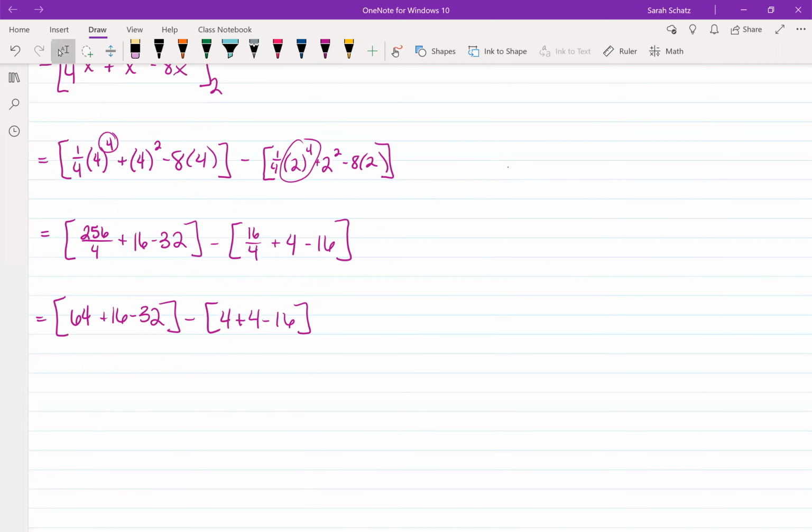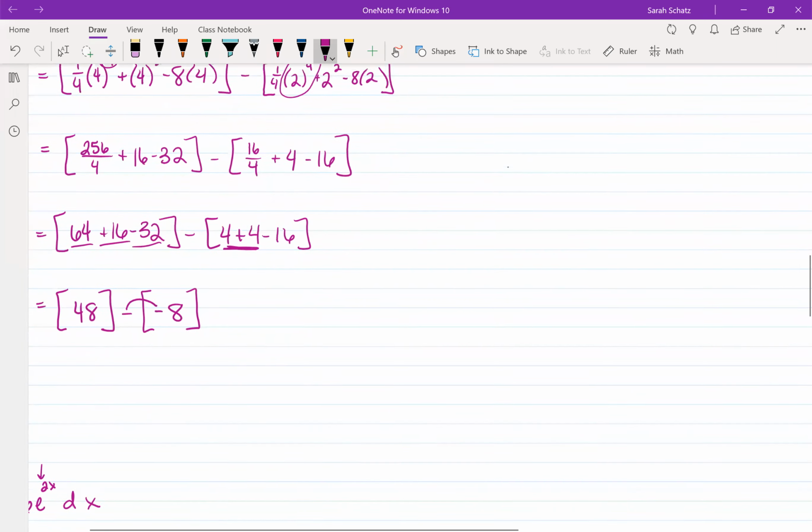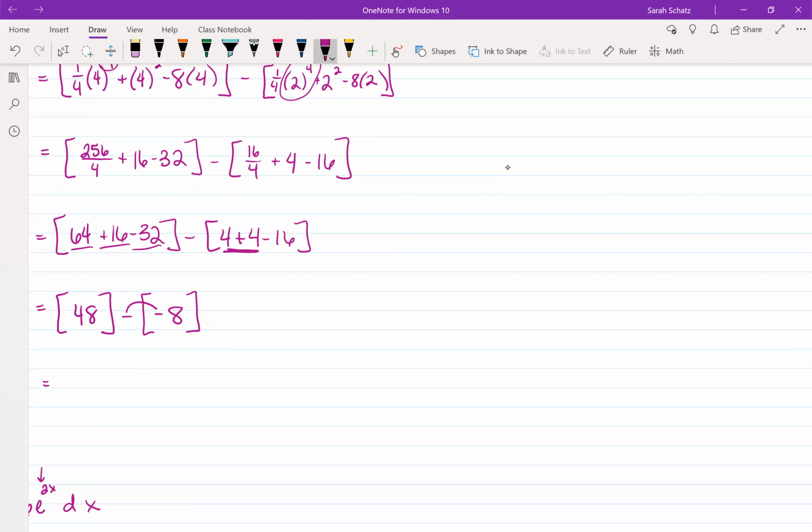Let's do the add and subtract within each individual bracket. All right, you guys, 64 plus 16 minus 32 is going to be 48. Minus, over here, you guys, 4 plus 4 is 8. Minus 16 is actually negative 8. Be careful because now I have a minus, a negative. I'm going to make sure that that turns into a plus. So I have 48 plus 8, and I end up with 56. So here's my solution there.